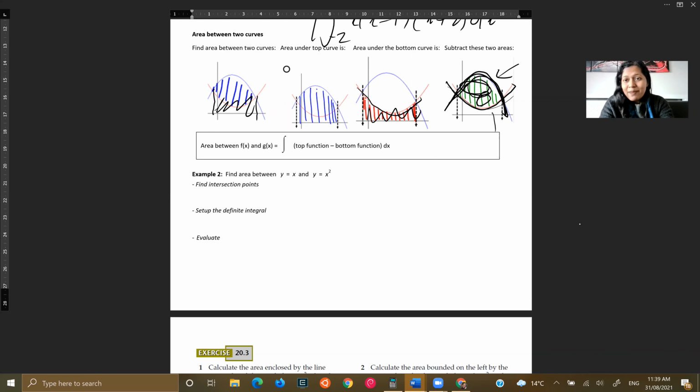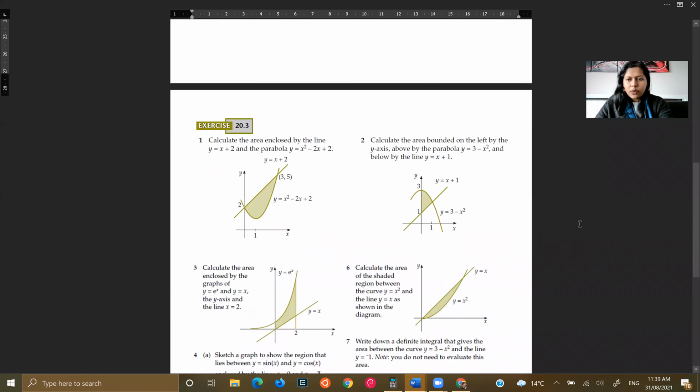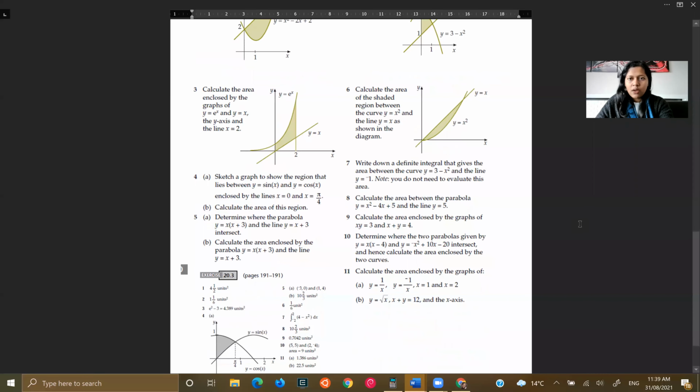The limits will be the points of intersection. So those two are your points of intersection, and that's where the limits are. Okay, so that's just a brief overview, and I'll do a question so you guys are feeling comfortable and you know exactly what to do.